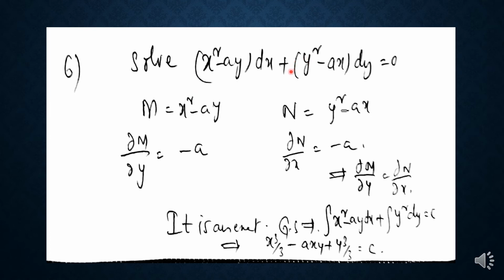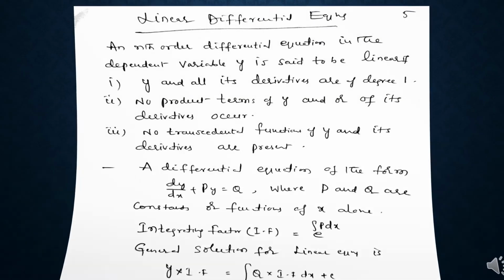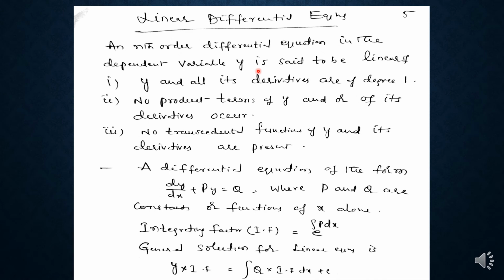Now we will go for the next type of differential equations, that is the linear equations, first order. Linear differential equations: an nth order differential equation in the dependent variable y is said to be linear if y and all its derivatives are of degree 1. If it is a first order differential equation, y and all its derivatives are of degree 1.